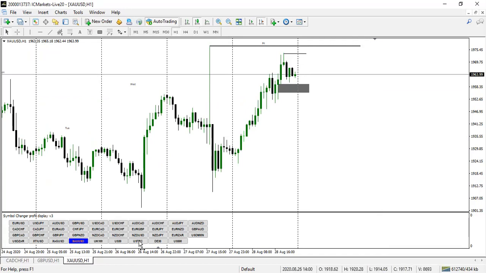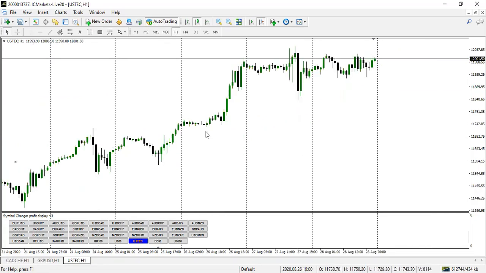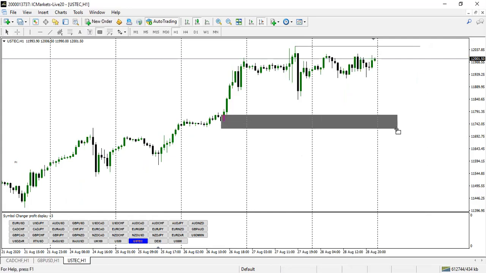Then looking at US tech, what I will be expecting also is that this high should be taken out. Then this high should be taken out if possible with an impulsive move down. Then we might likely be buying this pair in this area. We might likely be buying this pair here.